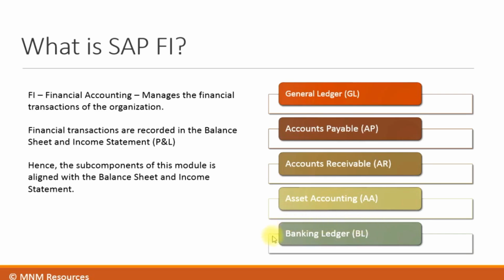And you have finally the banking ledger. So this is where you create your banks, which you do for outgoing payments, incoming payments, checks, outgoing checks, incoming checks, anything relevant to the banking transactions comes under the banking module. So these are the 5 components of the SAP FI module.